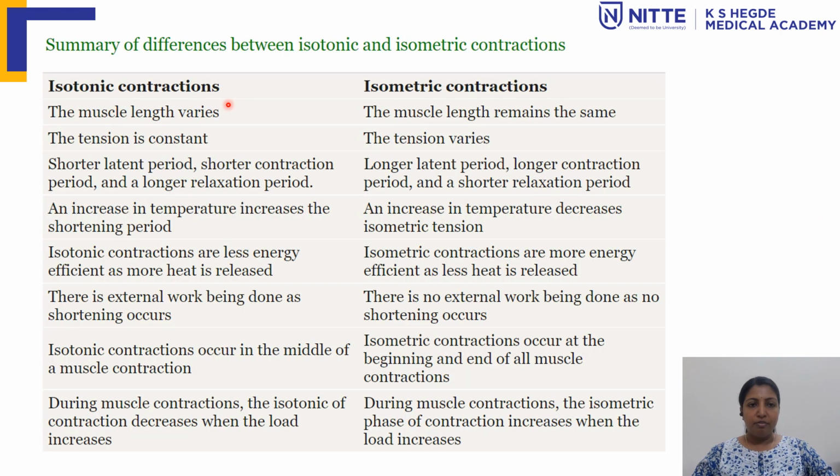So these are the summary of differences between isotonic and isometric contractions. So what you have to understand is in isotonic contraction, the tension remains the same, the muscle length reduces, whereas in isometric contraction, the muscle length remains the same, where the tension varies.